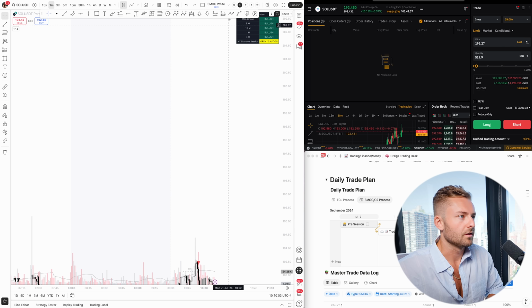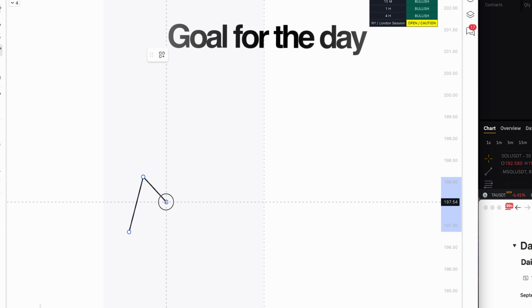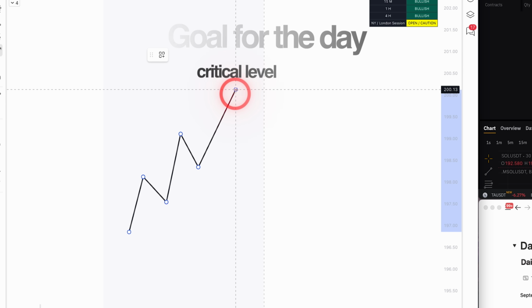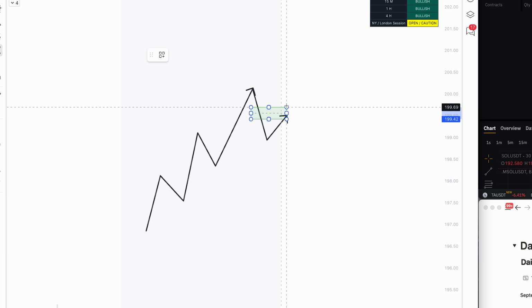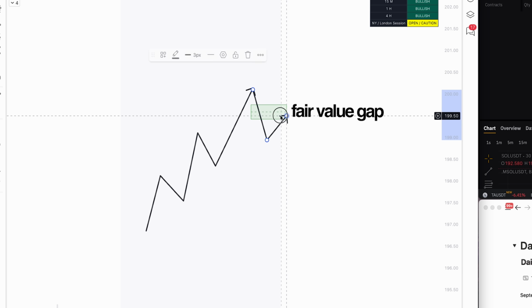Today, what I'm going to be looking for is pretty simple. I'm going to be waiting for trend direction to establish. I'm going to be waiting for critical levels. And then once we have important changes in direction, I'm going to be waiting for what are called fair value gaps to let price move into.